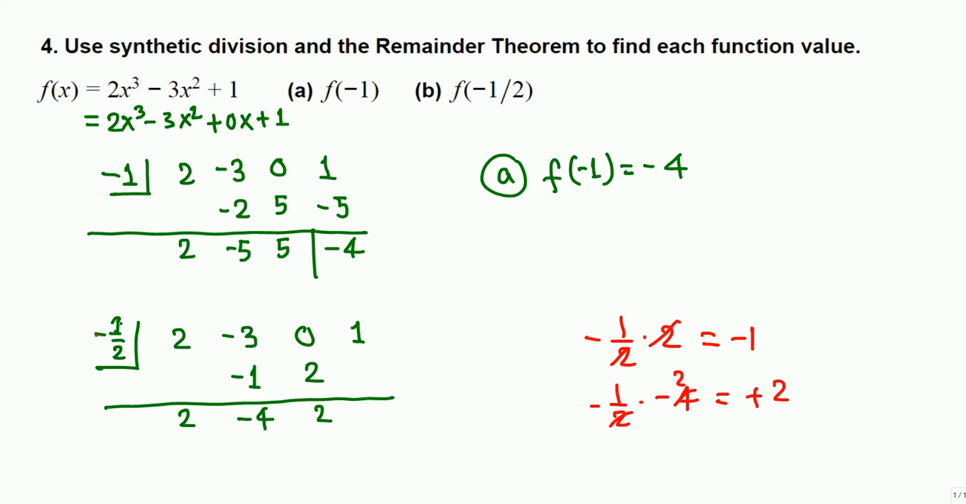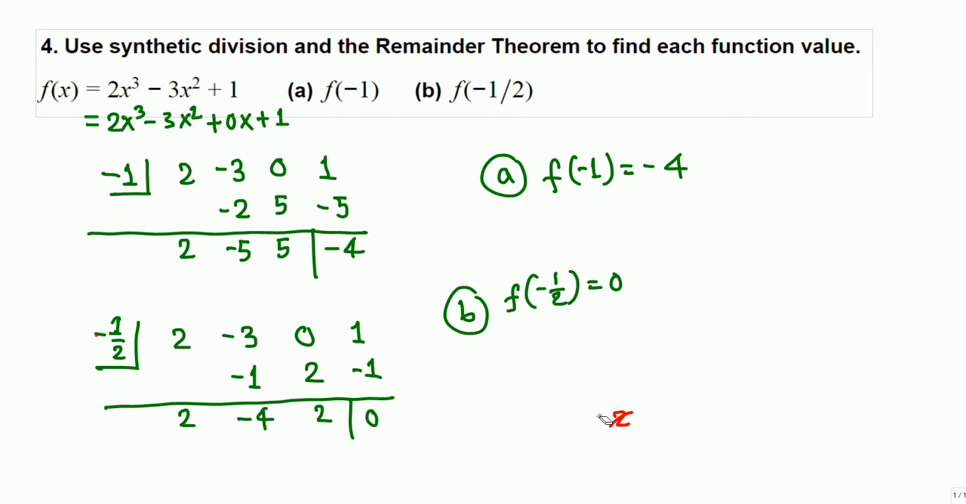Multiply again, -1/2 times 2 is -1, like the first one. And 1 minus 1 is 0. So the remainder is 0. That is, f at -1/2 is 0. For future reference, when the remainder is 0, like here, that means -1/2 is a root of this polynomial.